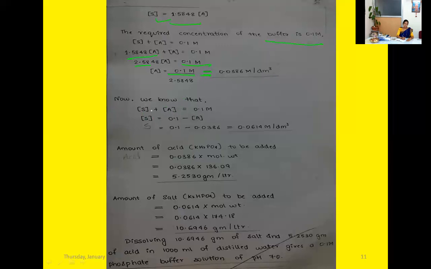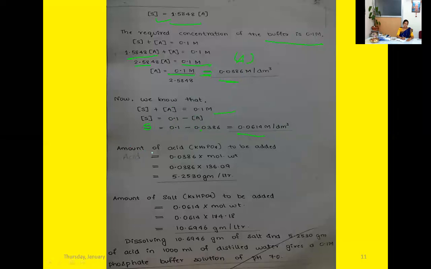Now we know that S plus A is equal to 0.1 M. Just keep in your mind this answer will be of A, that is acid. Then S plus A is equal to 0.1 molar, so salt is equal to 0.1 minus A. A is this one, 0.0386. When you subtract, you will get 0.0614 moles per dm cube. This is the acid and this is the salt.